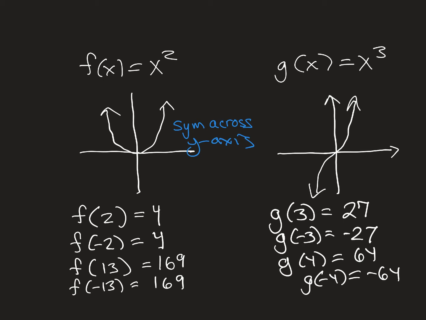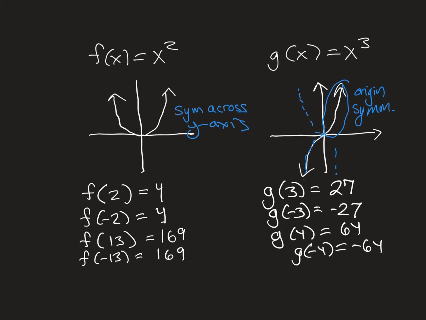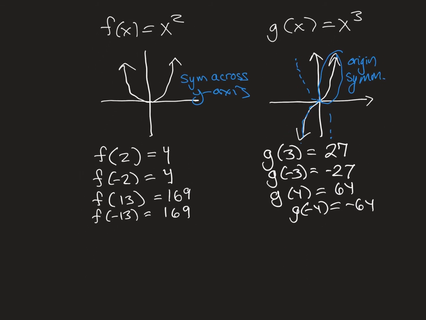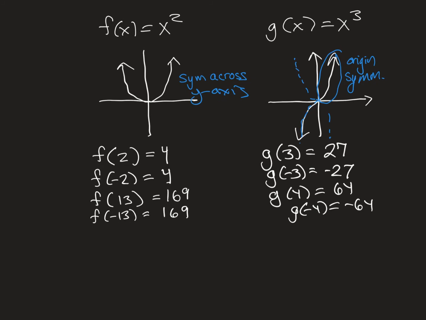And I recognize with g, maybe you'll be less familiar with this, but it actually has origin symmetry. And what that means is if I take this part here and flip it over the y and then the x, it'll line up. Or I could have flipped it over the x first and then the y, and it should line up. Same if I were to take the other piece. So flipping it over both the x and the y, the graph should line up. Well, it turns out that y equals x squared, or f of x equals x squared, is an example of an even function. And y equals x cubed is an example of an odd function.